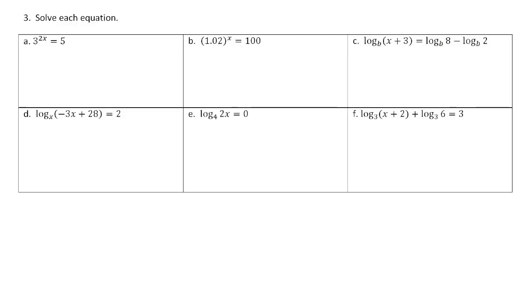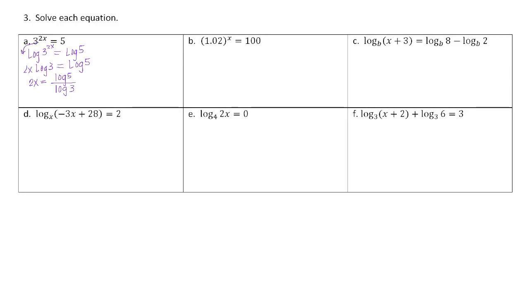Now for these, this is where we could not get our bases to be the same. So we did the log of both sides. So for here, since I can't get 3 to be rewritten as 5, we said log of 3 raised to the 2x equals log 5. And then we're going to move our 2x down to the front. So I have 2x times log 3 equals log 5. And then from here, we're going to divide both sides by log 3. So 2x equals log 5 over log 3.